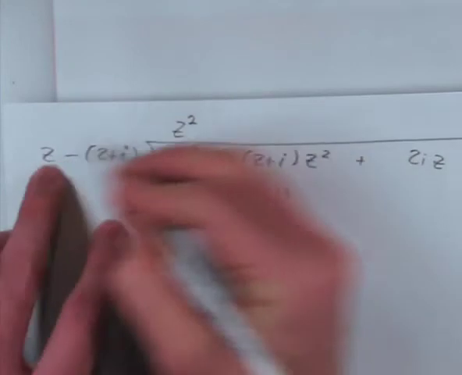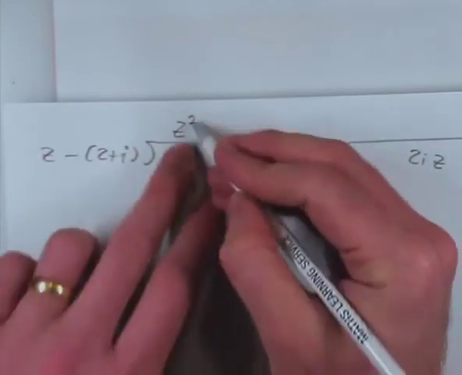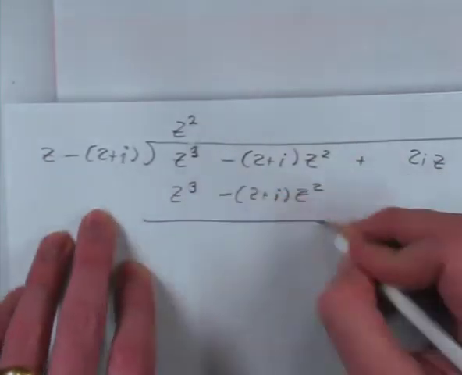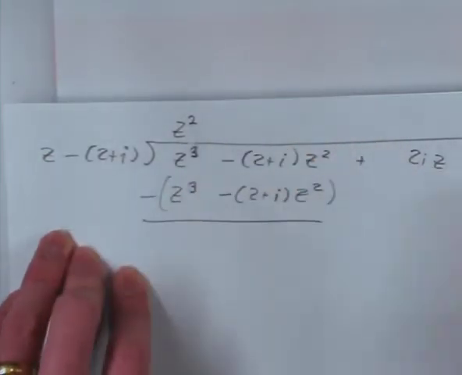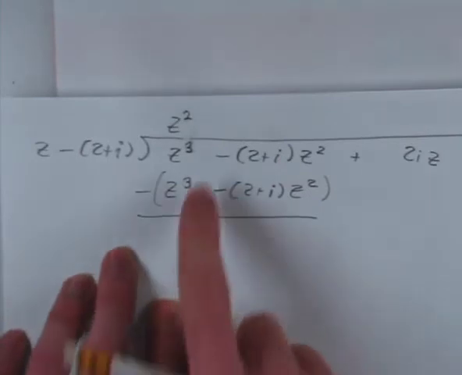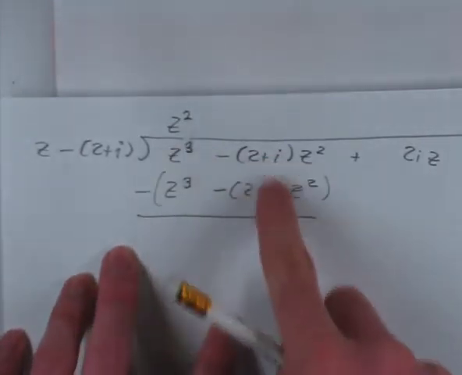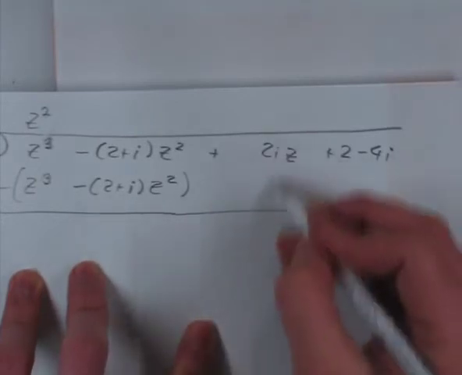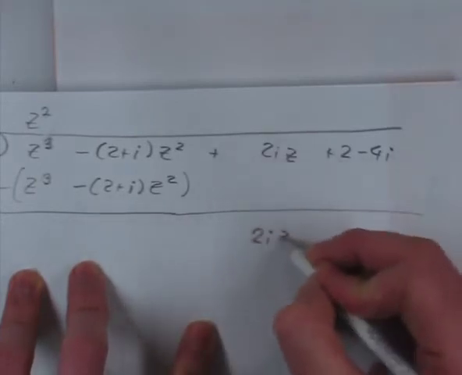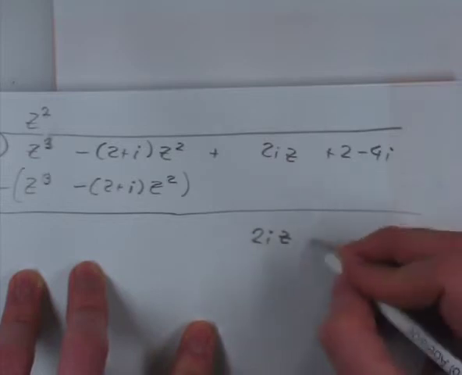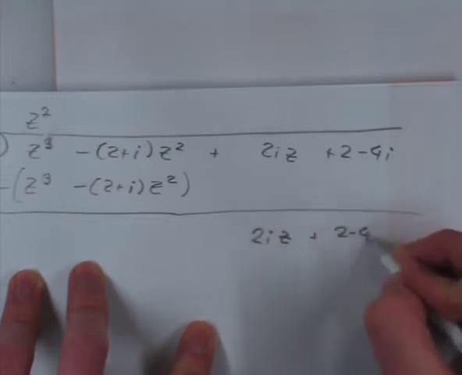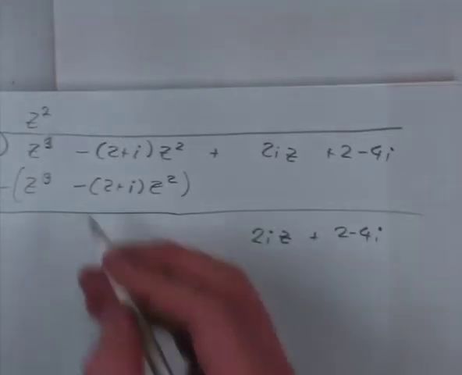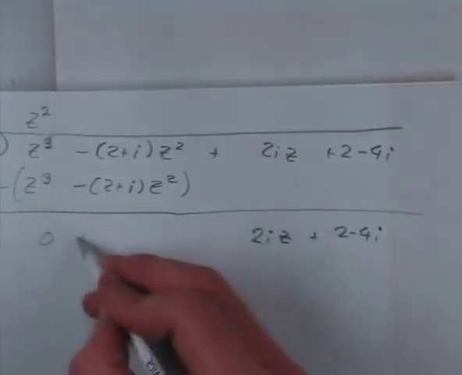So z cubed divided by z is z squared, times z is z cubed, z squared times this is that. And I have to subtract that off. And so I get this minus that is 0, this minus that is 0, this minus nothing is 2iz, this minus nothing is 2 minus 4i, and that's what I have next. Okay, so I got 2 zeros here technically.